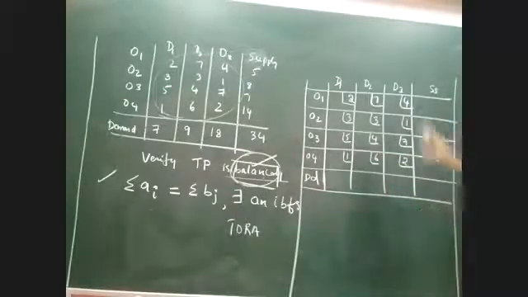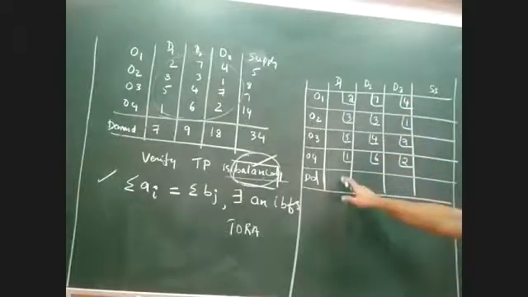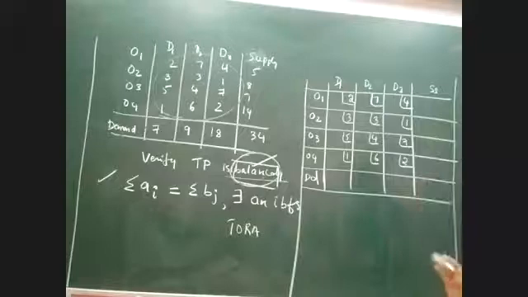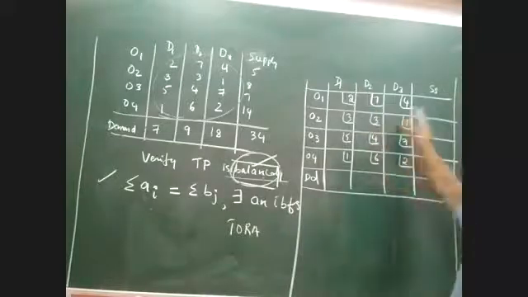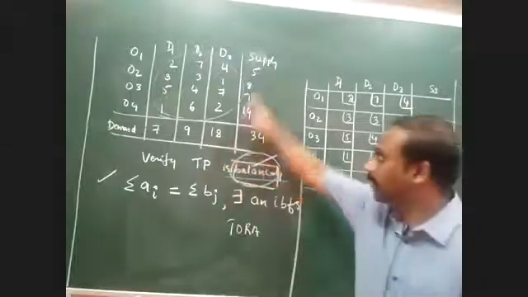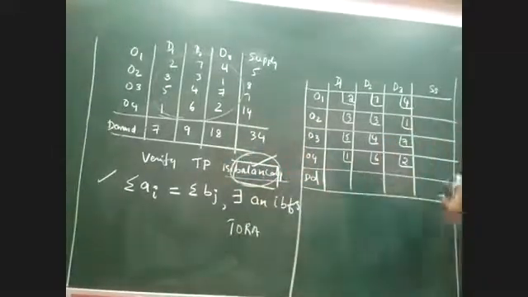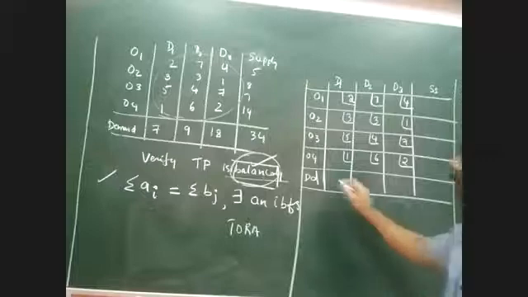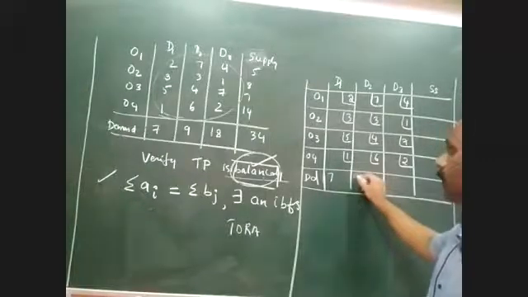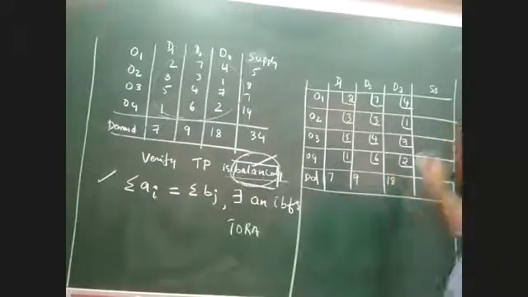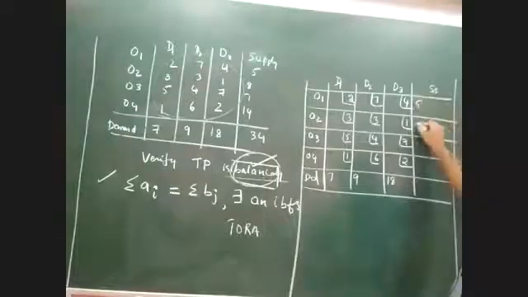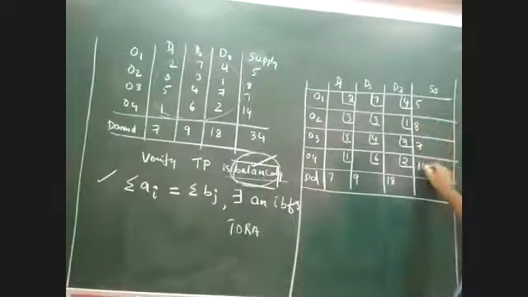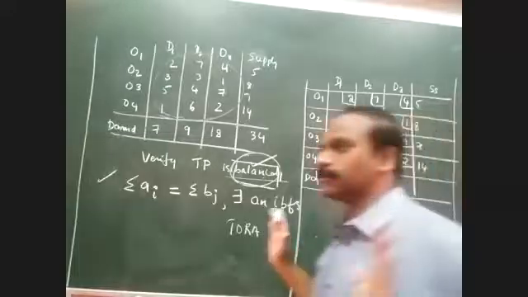Only the unit transportation cost has to be written in lattice square, whereas the demand and supply should be written as it is. Please remember this step clearly. You don't require lattice square for that. So it is written as 7, this is 9, and this is 18. Here the supply is 5, 8, 7, and 15. Now the question is ready for solving.